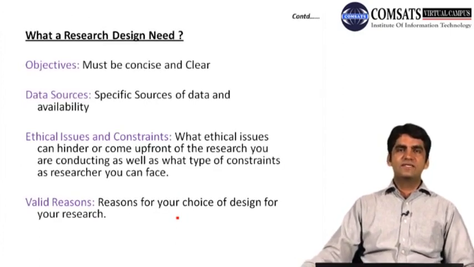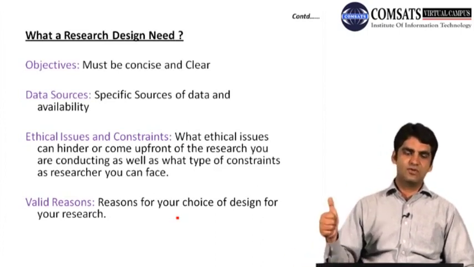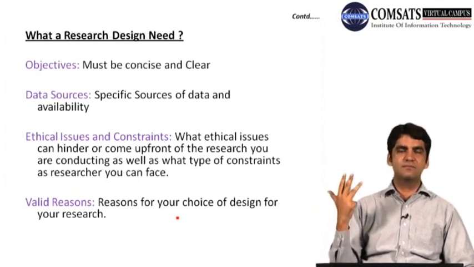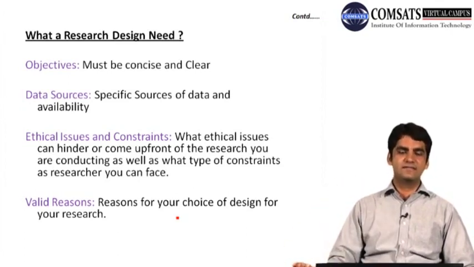Then we also talked about the research design. What does a research design need? Number 1, objectives. Number 2, data sources. Number 3, ethical issues and constraints. Number 4, valid reasons. Objectives must be concise and clear. Data sources must be specific, and there must be availability.